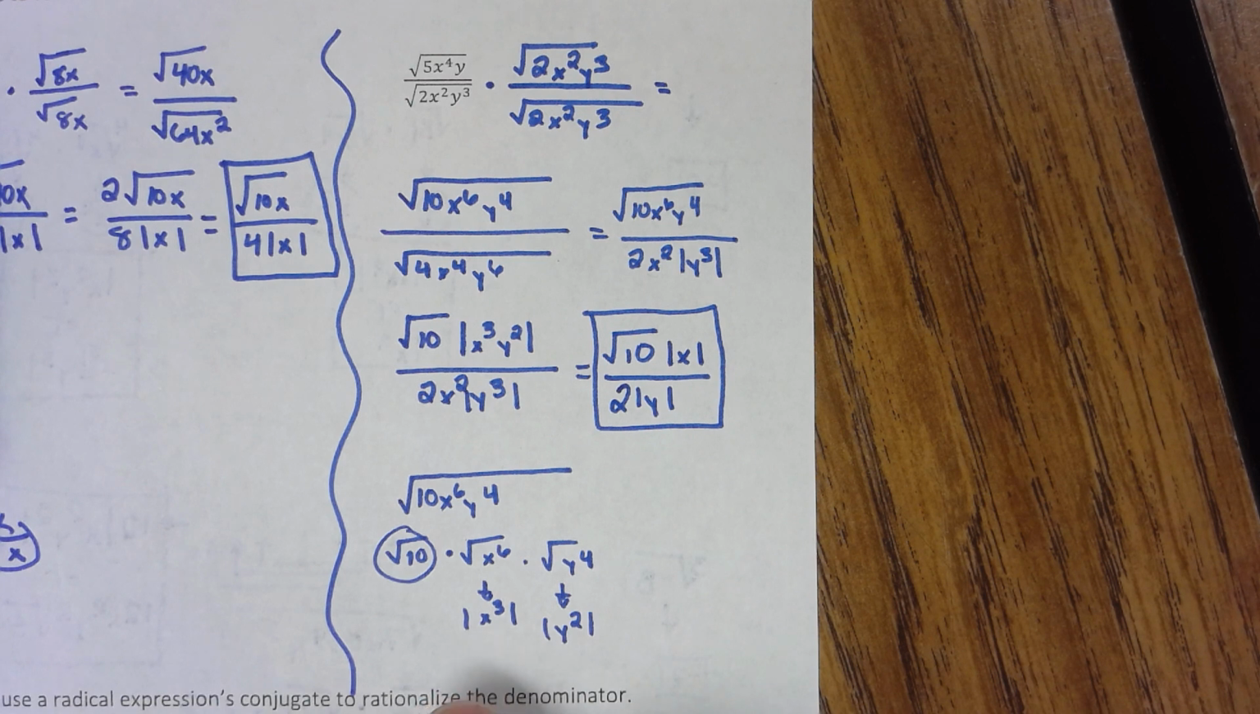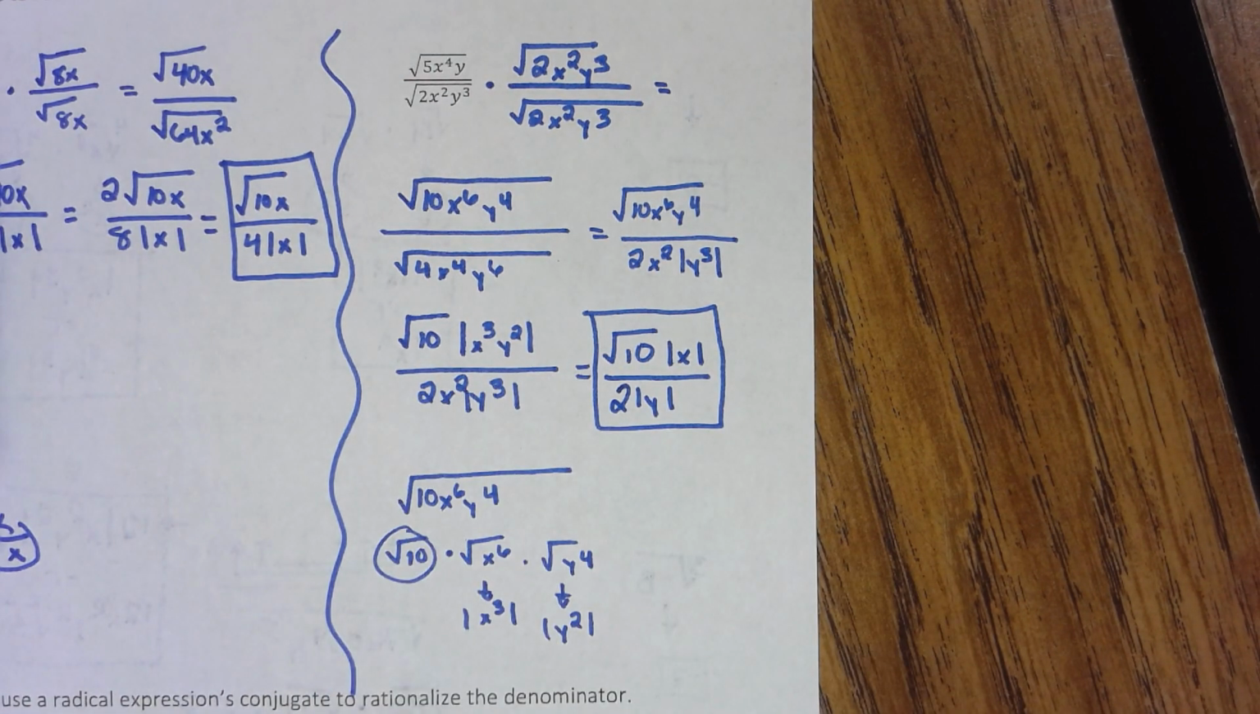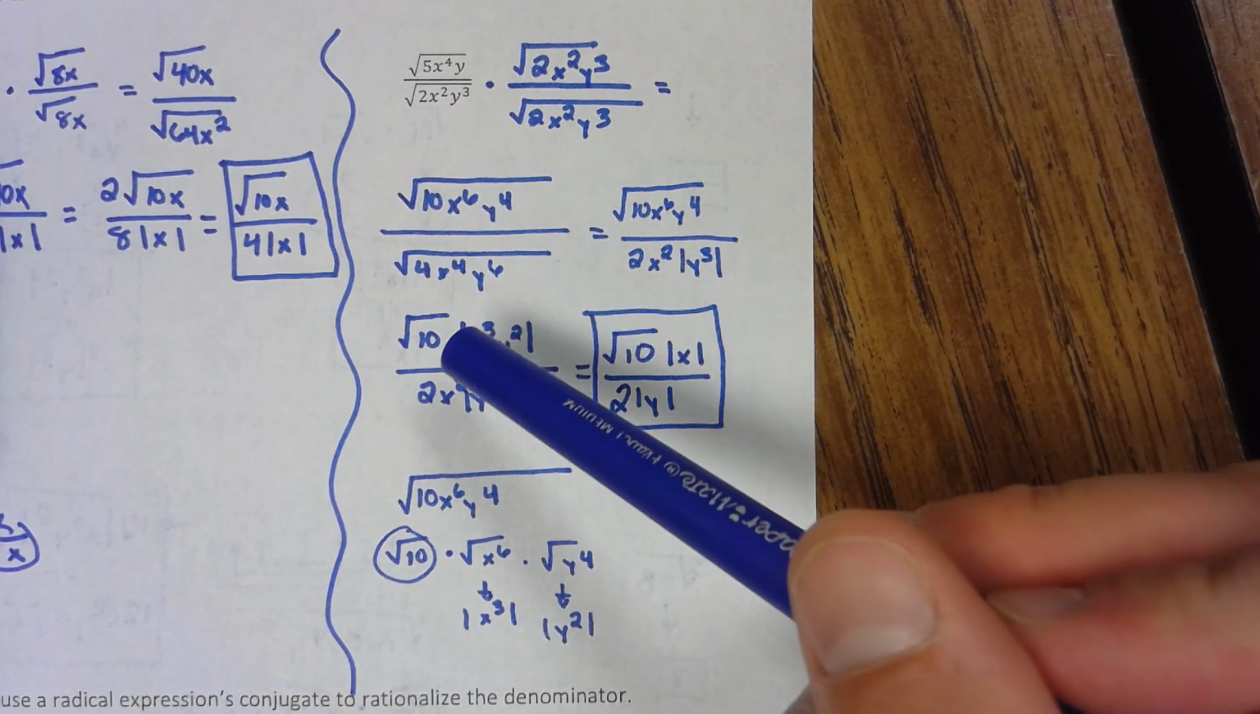We want to keep it positive though. Y to the 4th is y squared. You don't 100% need absolute value brackets, but I'm just throwing it on there to be consistent. So with this side math, the numerator is now root 10 times the absolute value of x cubed y squared. From this, there's some more simplifying that can be done.